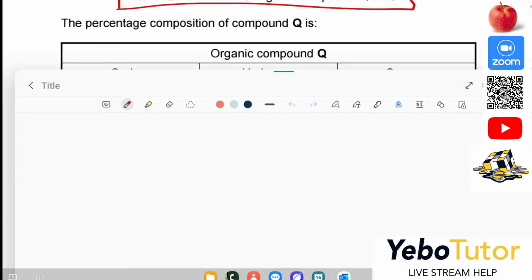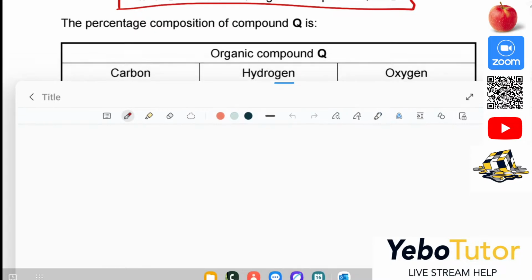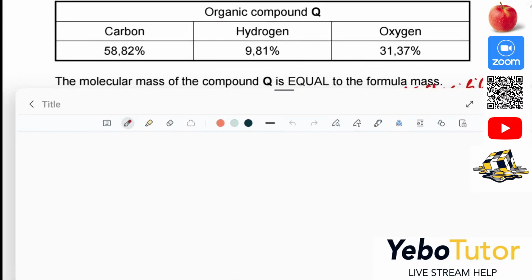Okay, so for this question it's easy, because we know what we are doing. We are given carbon, we know that carbon is 12, hydrogen is 1, and oxygen is 16. So our life has already been made easy because we know what's going on. So this is easy, guys.